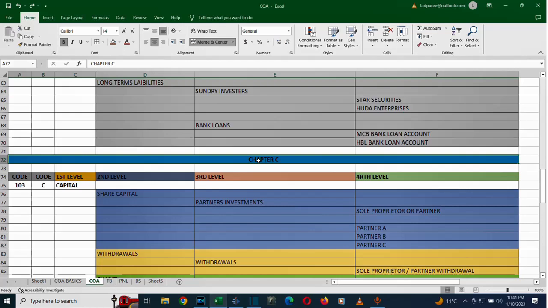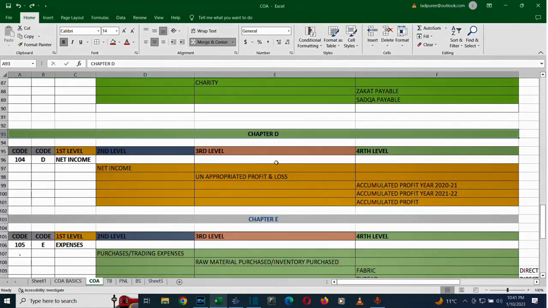Now we will discuss chapter D. Chapter D is our net income. You see, net income is the amount we received against the sale of goods we deliver to customers. We will open net income, level 2 account, third level account and fourth level account according to our chart of accounts, the same as we opened the others.